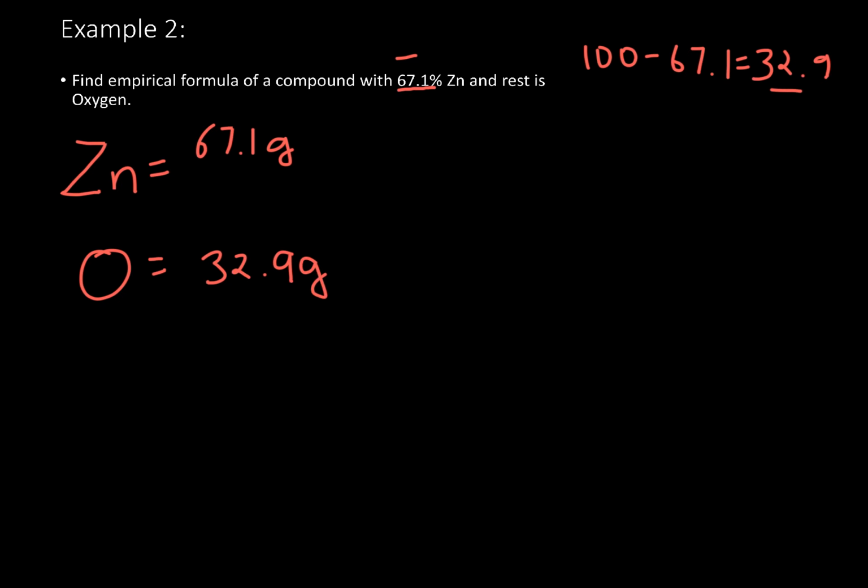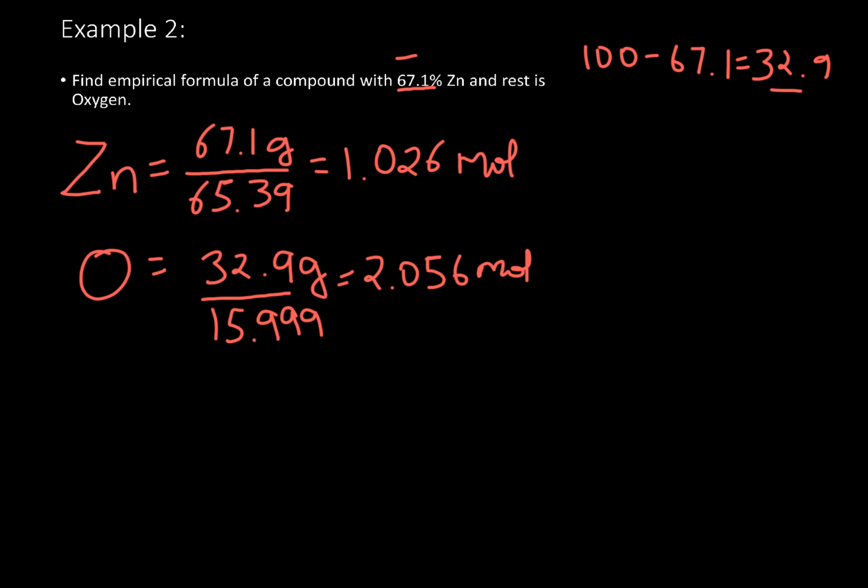Going on to step number 1, it tells you to convert these to moles. And so to convert these to moles, I am going to divide these elements by their molar masses that I will find from the periodic table. And so what I got was for zinc 65.39 and for oxygen 15.999. So you perform these 2 divisions and you find out the number of moles. And so for these 2 elements, you get 1.026 moles of zinc and 2.056 moles of oxygen.